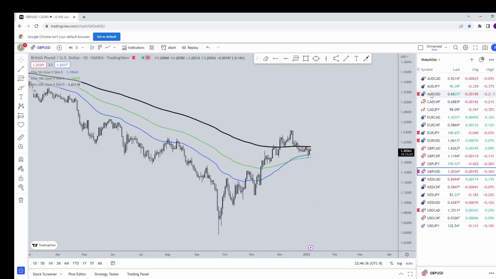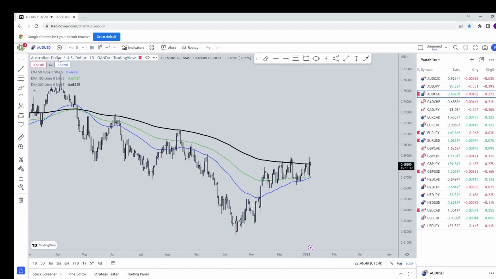So if we look at another pair, by the way, when you set up these EMAs, the 50, 100, and 200, it applies to all the charts. So you don't have to put it in every pair that you want. So if we look at the Australian dollar versus the US dollar, you can tell that these EMAs are there already, and the same goes for this pair. These EMAs are pointing in a downward slope, which means that the overall trend for this pair is down.